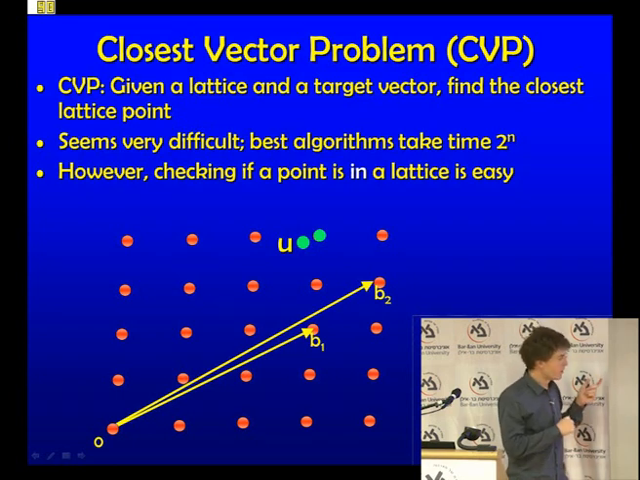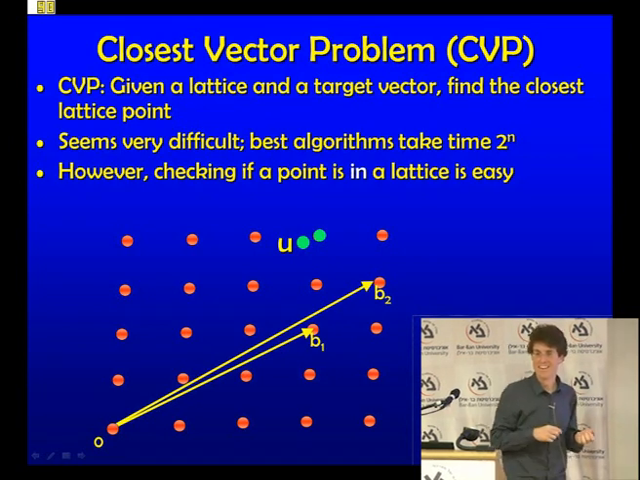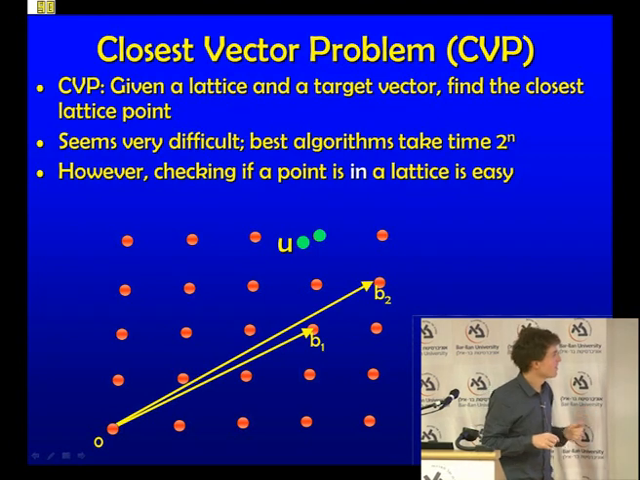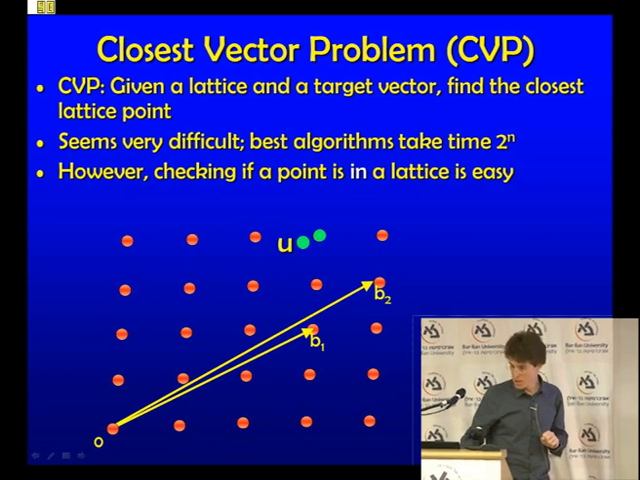However, this is again something we said yesterday. Checking if a point is part of a lattice is easy. Exactly, someone wasn't focused there, but yes, Gauss elimination. Okay, so you know how to do that. These are the only two facts we need to know. Okay, so you know the story.